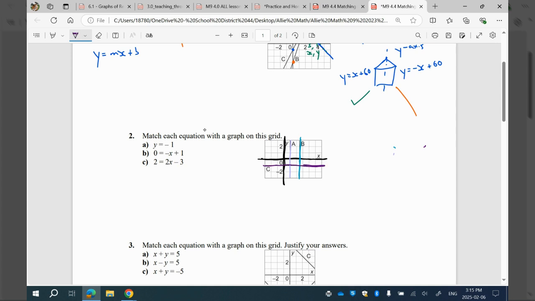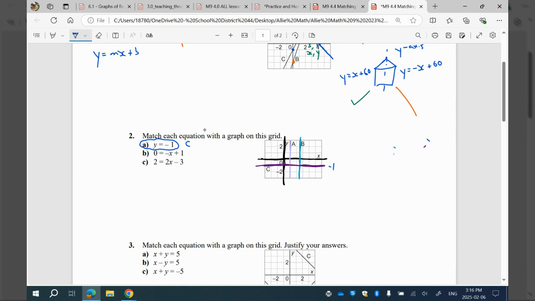It's a little bit hard to see, I'm sorry, but this off-centered cross is the x-axis and the y-axis. For our first one, it looks like we have just a y value, which is going to give us a horizontal line at negative 1. That's at negative 1 on the y-axis right there. That has to be C.